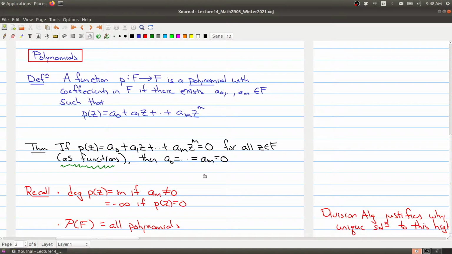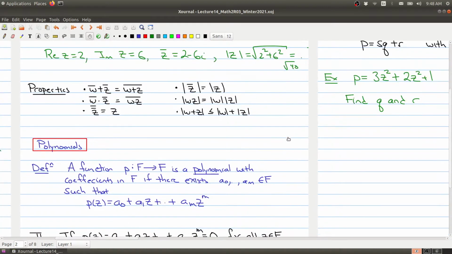Things that we've seen before include the notion of the degree of a polynomial. It's the value m, provided that am is not equal to 0. And in the special case where our polynomial is 0, we set the degree of our polynomial to be negative infinity. And we let P(F) be the set of all polynomials. What we've seen so far in the course is that this is a vector space.